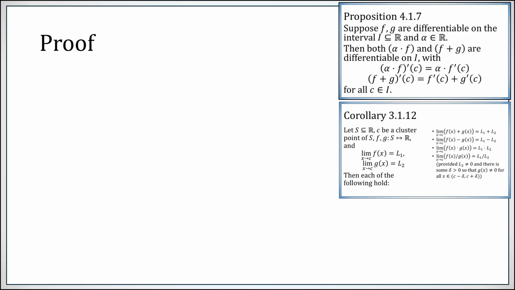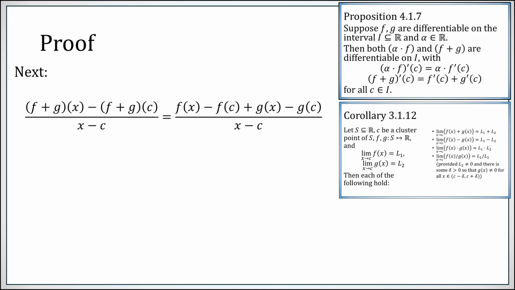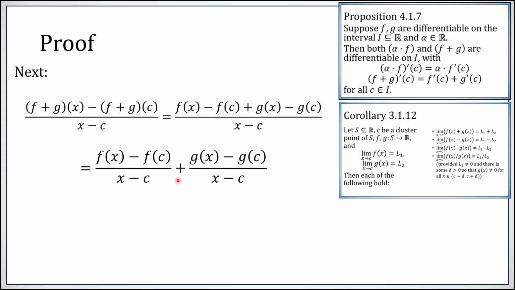Now let's take a look at the second half. So we'll take the difference quotient of the function f plus g. So this gives us f of x plus g of x, and then f of c plus g of c, and we distribute the minus sign. Collecting the two f terms and the two g terms, I can now split this up into two separate limits because our hypothesis is that both of these limits exist. So if we take a limit as x approaches c, we obtain the second half of proposition 4.1.7.